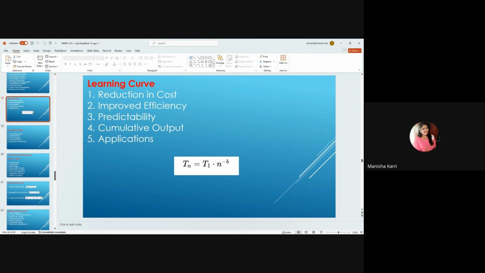Generally, leveraging the learning curve allows businesses to plan for cost reductions, and it also sets realistic production goals. And it will maintain a competitive edge through continuous improvement. This concept is nothing but the learning curve, or experience curve.